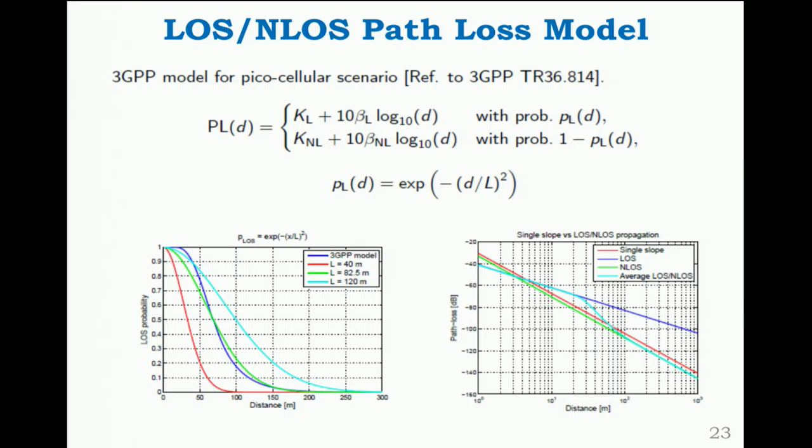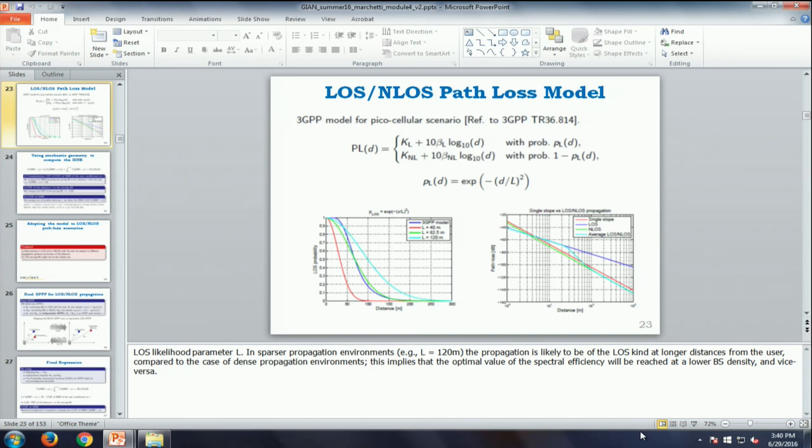Now, this L parameter is basically telling how sparse the environment is in terms of scatterers. What it means is that if L increases, say in this case under 20 meters, the propagation is likely to be line of sight at longer distances, okay? Because simply you have fewer hurdles between the transmitter and the receiver.